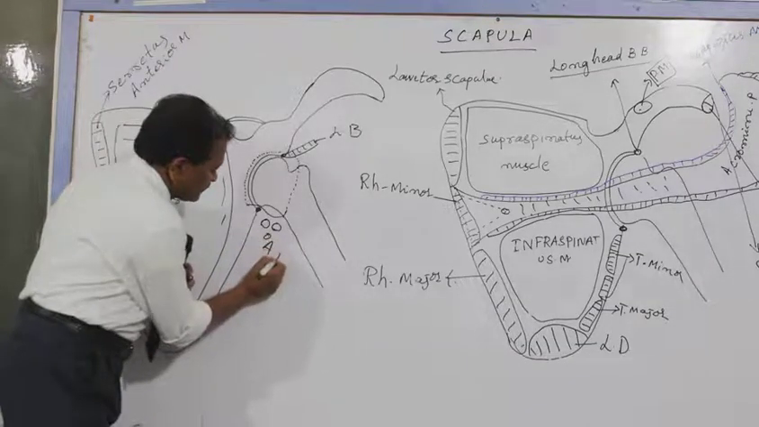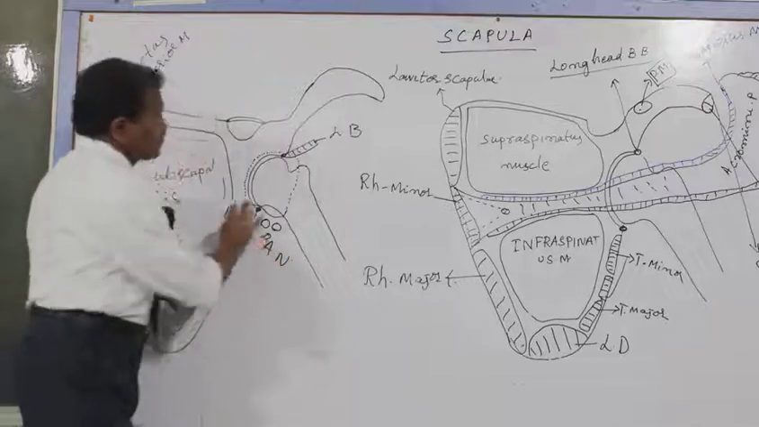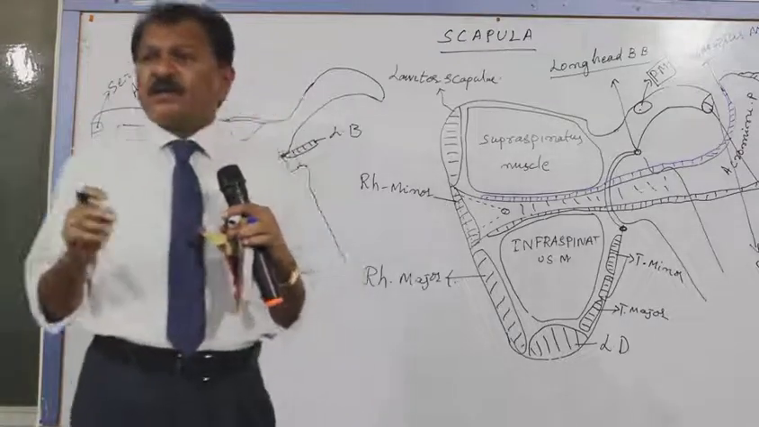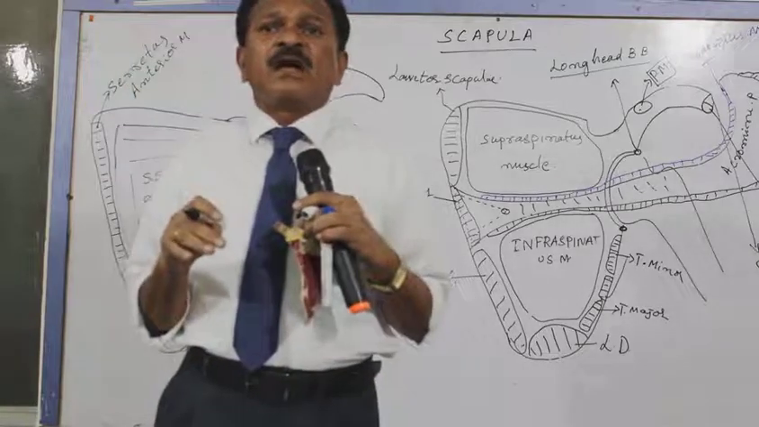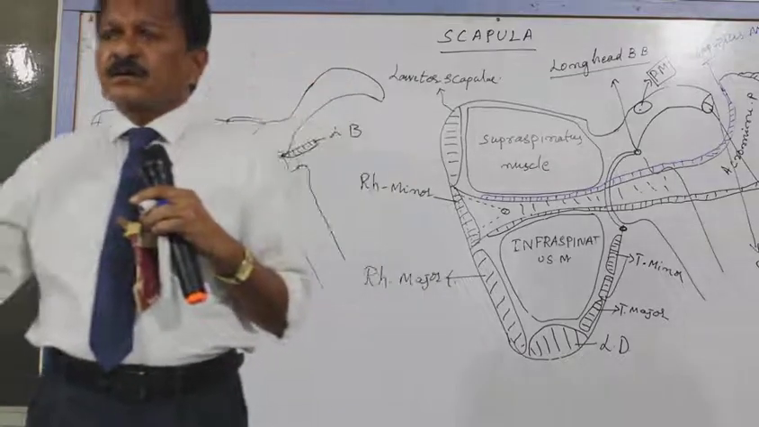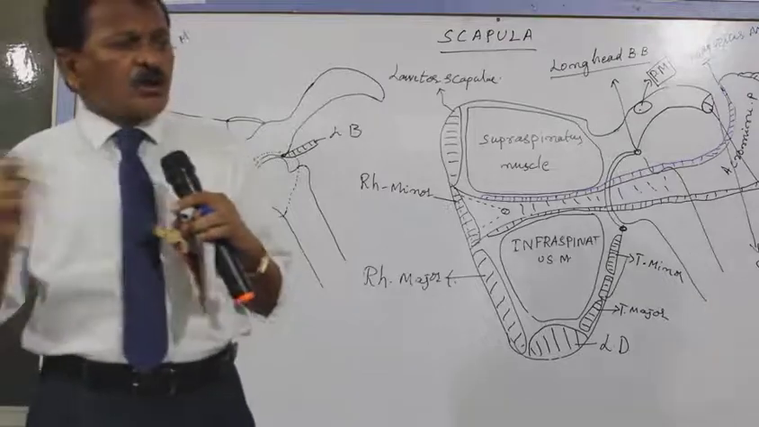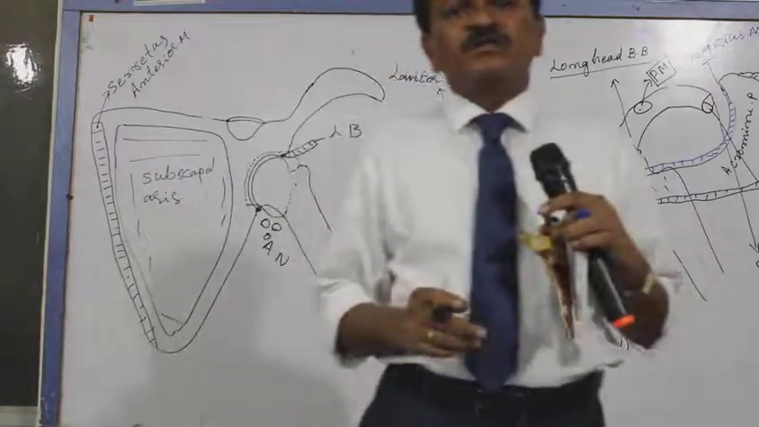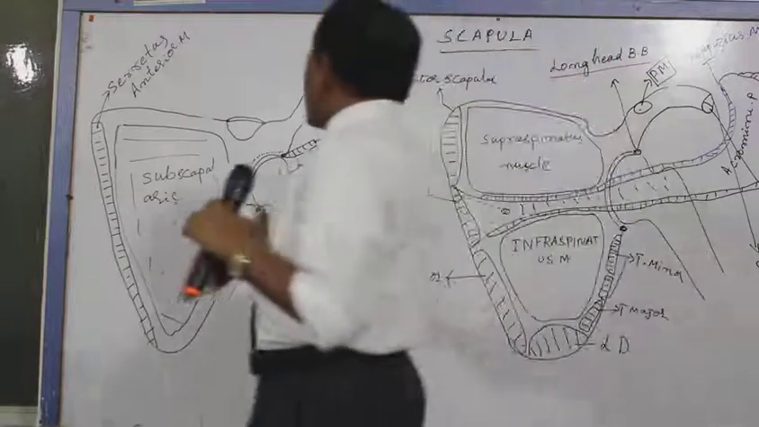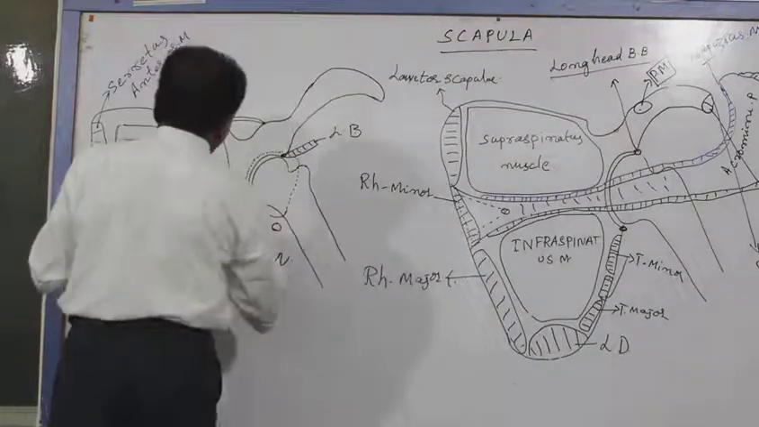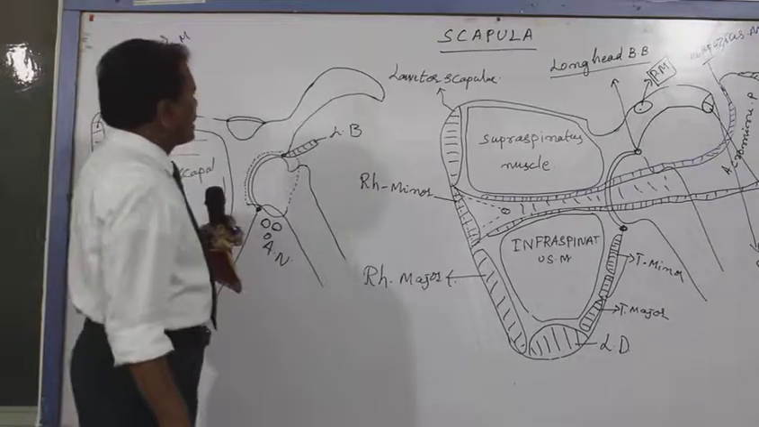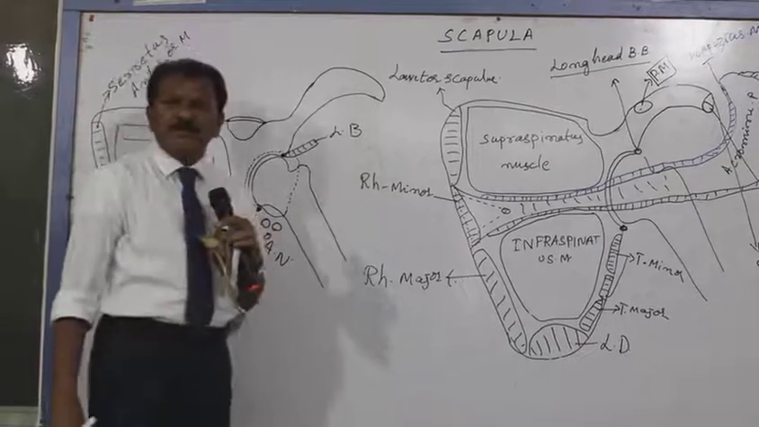Axillary nerve supplies the shoulder joint, and it also supplies the deltoid muscle. Axillary nerve also supplies the teres minor muscle. So this is concerned about the origin, insertion and attachment on the ventral and dorsal surface of the scapula.